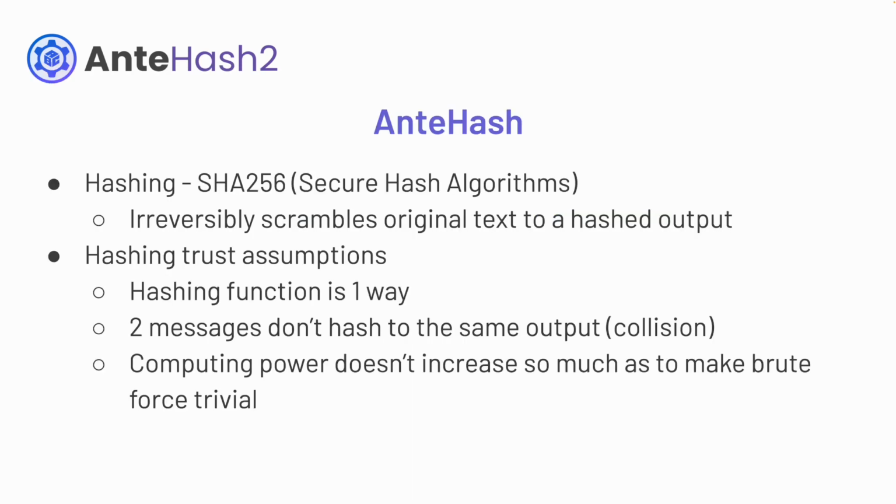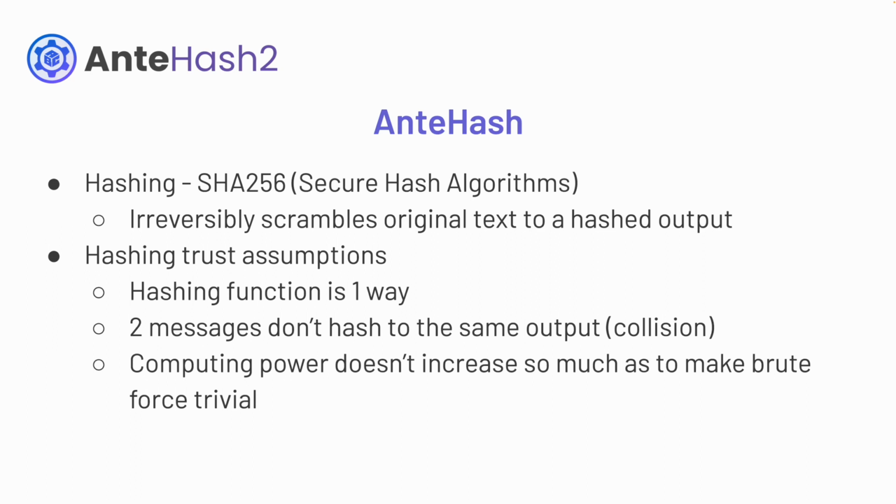To start, let's talk about hashing that we used in the first AnteHash. AnteHash took the SHA-256 hashing algorithm and created a hashed output from the message. Hashing is where we take a text and irreversibly scramble it to a hashed output, in which the SHA-256 algorithm is a 256-bit output. The great thing about this is that we no longer know what the input was and it can be kept a secret, while the only way to get the same hashed output is to know the exact input. This is the basis of a lot of password storage and other secret keeping where we want to be able to verify the validity of the input yet not have it be revealed.